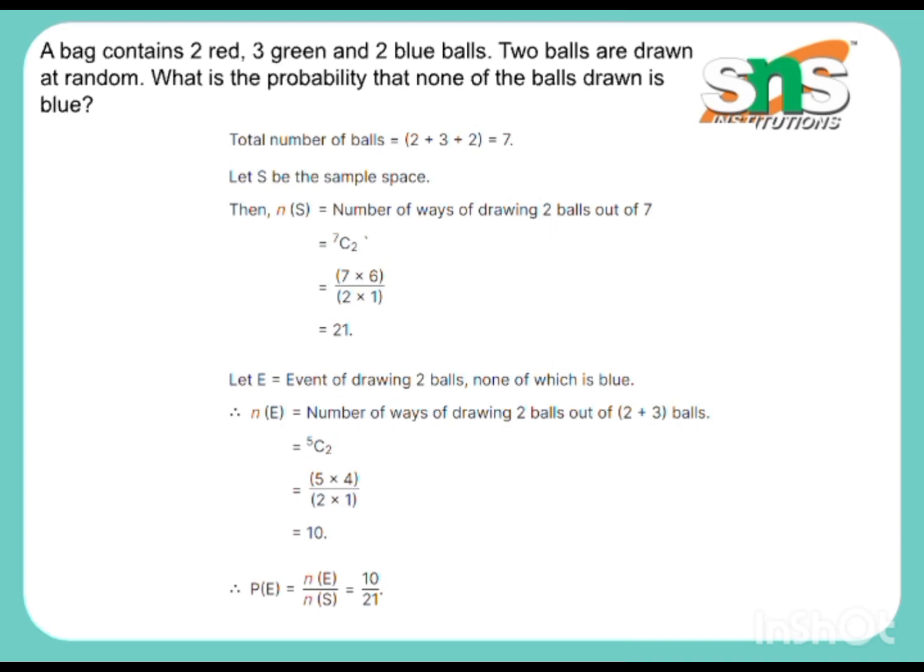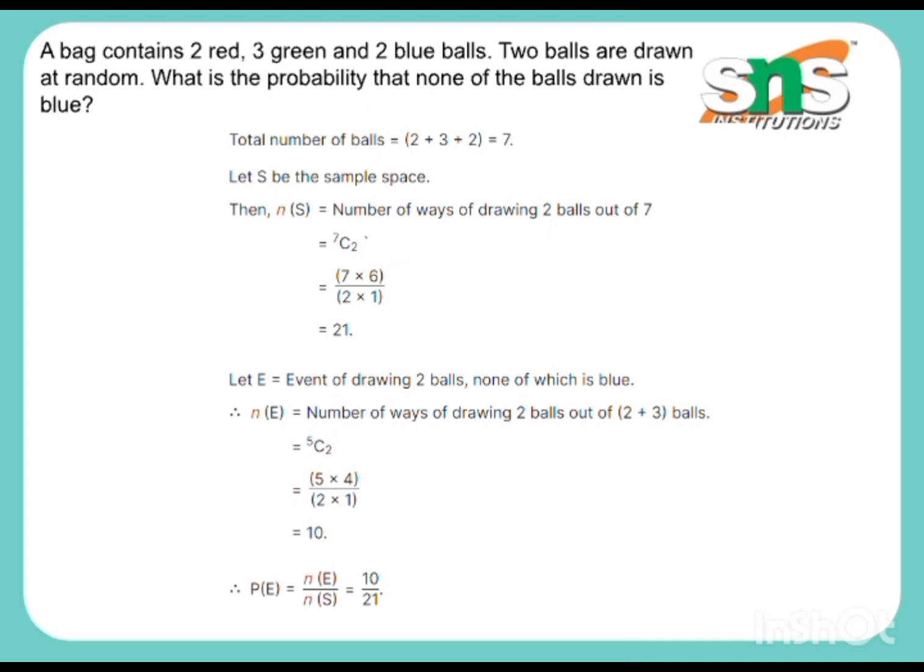Now here the event is we are going to draw 2 balls, that is not going to be a blue ball. So the blue balls are going to get rejected. So we just have 2 red and 3 green. Out of this we are going to select. So we just have 5 balls. Out of these 5 balls we are going to select 2 balls. That is our event. Okay. So when we solve this, we will get the answer as 10.